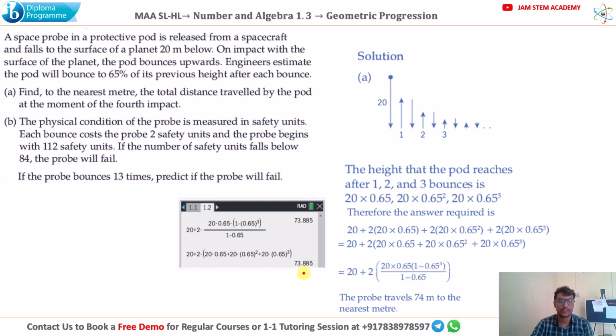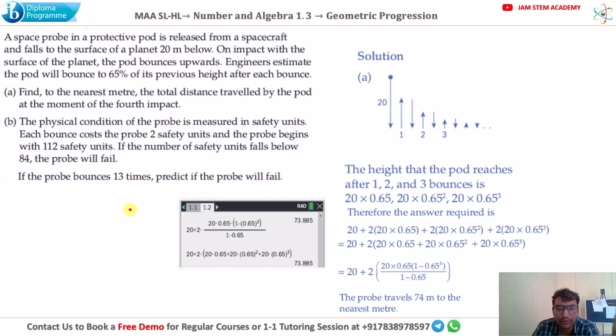Now part B says the physical condition of the probe is measured in safety units. Each bounce costs the probe 2 safety units, and the probe begins with 112 safety units. If the number of safety units falls below 84, the probe fails. Okay, the probe fails if the safety units are less than 84. Now it says if the probe bounces 13 times in total, predict if it fails or not.